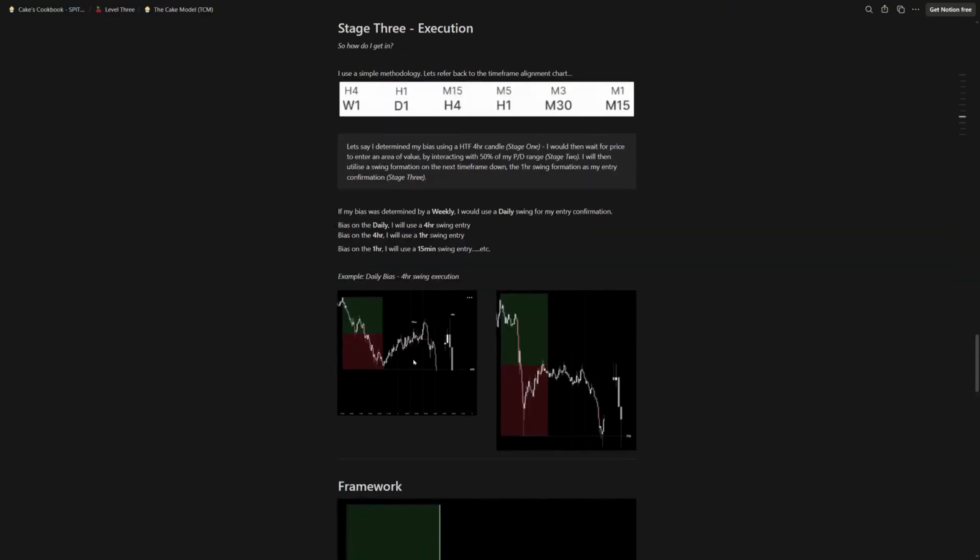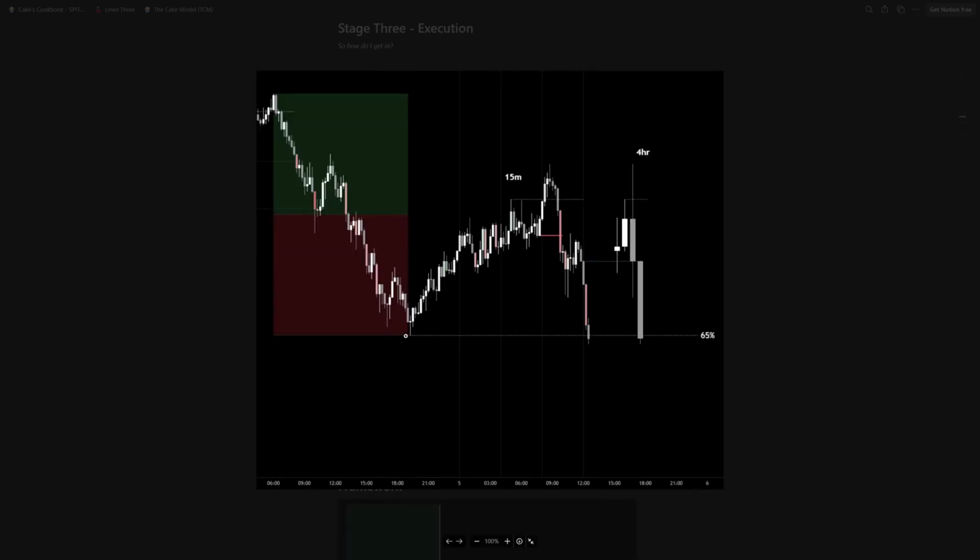Okay. So here's an example of a daily bias with a 4-hour swing execution. Okay, so this is our daily bias here, this level. It's been determined by a continuation candle, saying 65% on the daily candle. We then allow price, so that was stage 1. We then allow price to enter an area of value, stage 2.